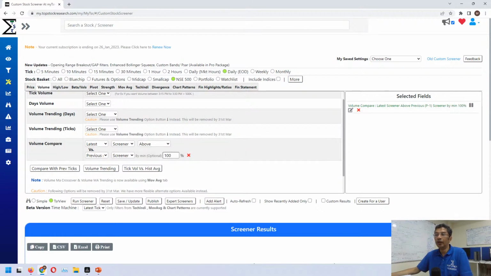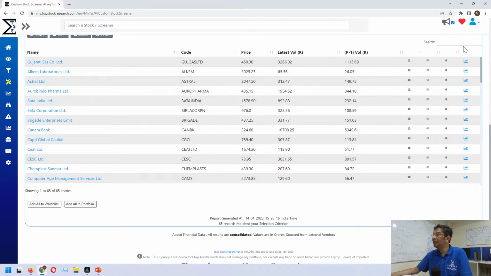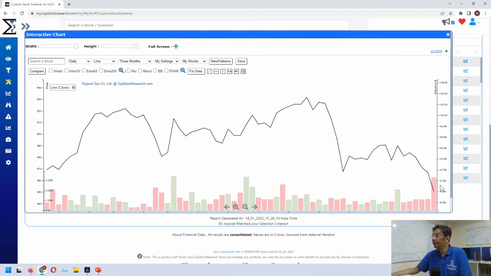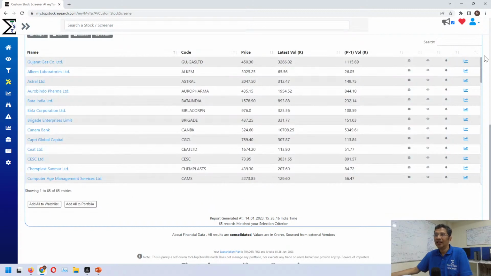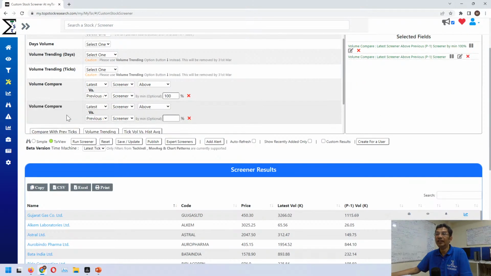So this is one way where you'll find that the volume is higher than the previous day's volume, double the previous day's volume. So this is one way of doing it. Then similarly, you can add multiple of these things to create the strategy that you are interested in. Okay. So this is basically how you can add multiple volumes.